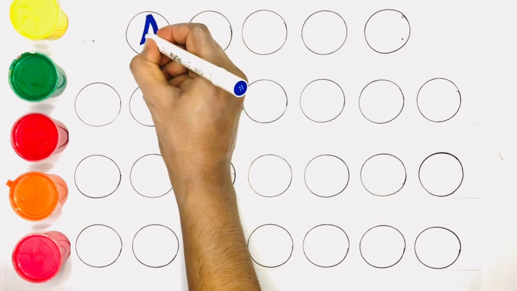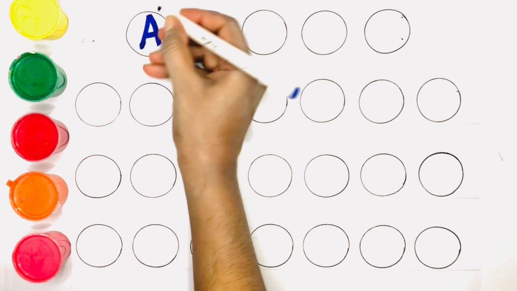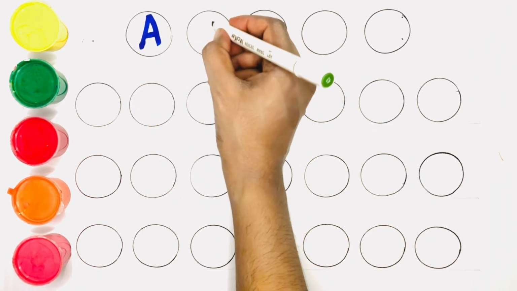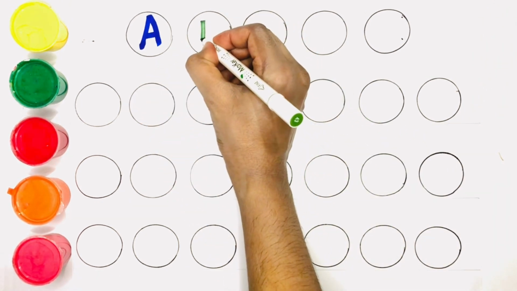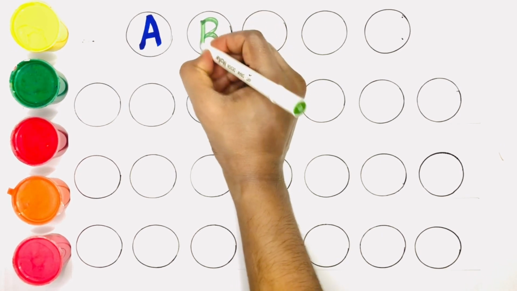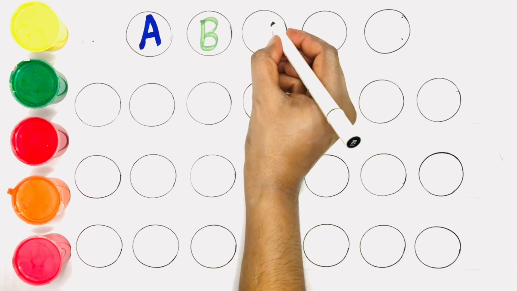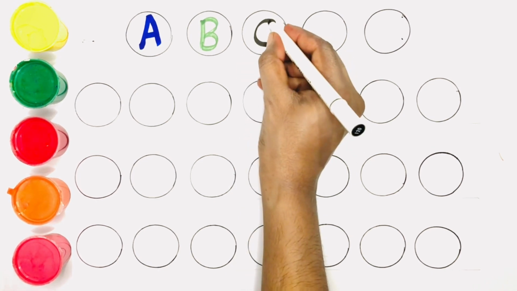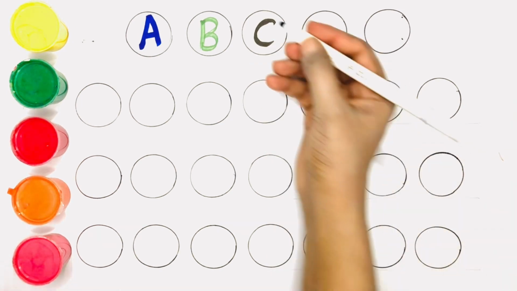A for apple, green. B for ball, black. C for cat, sky blue.